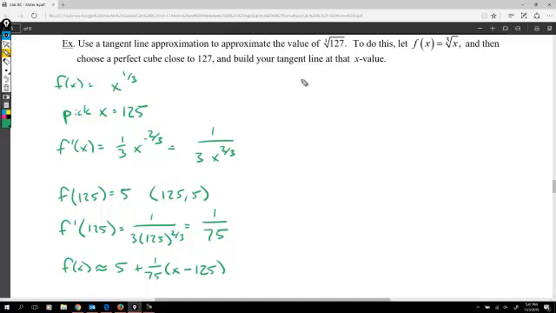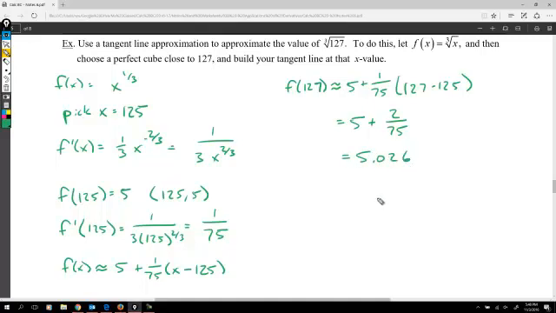Okay, so now let's actually plug in 127. So f of 127 is going to be approximately 5 plus 1 over 75 times 127 minus 125. Okay, so I'm just plugging 127 in for x. So what we end up with is 5 plus 2 over 75. Okay, and so if I get this in decimal form, I get 5.026.